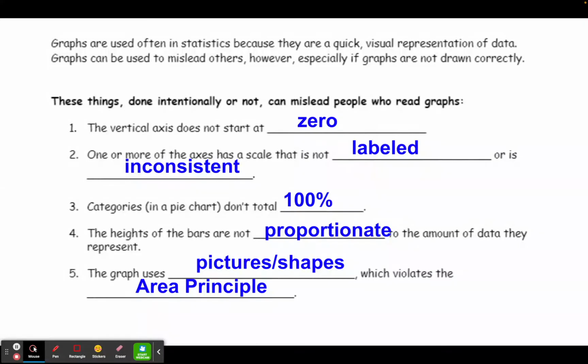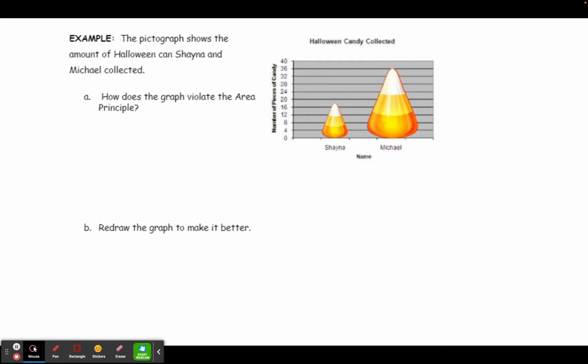Some of the examples are given in your notes, but not all of them are. This one is in your notes, and it says the pictograph shows the amount of Halloween candy that Shayna and Michael collected. And question A is asking, how does the graph violate the area principle? Pictographs are often used in newspapers like USA Today, where they use pictures instead of bars or pie charts because they're sort of a cute way to display data.